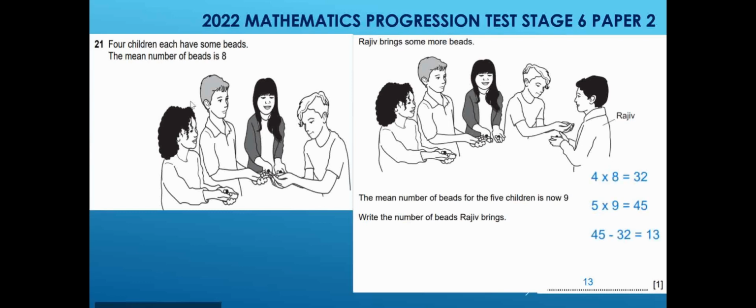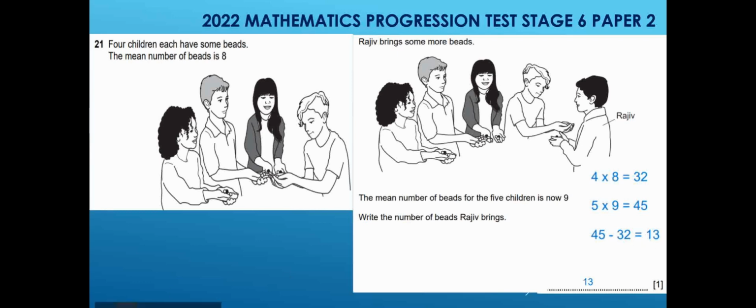So first is 4 children. The average is 8, so 4 times 8 is 32. Then after Rajiv added, it will be 5 children times average 9, which is 45. So the difference is 45 minus 32, which is 13. That's how we got the answer.